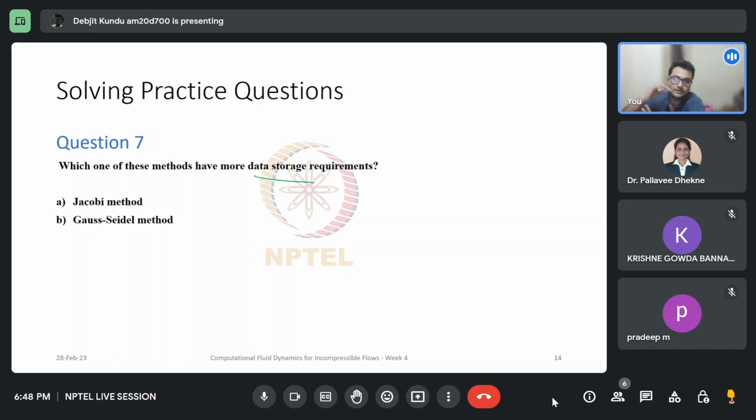So it may so happen that I'm using very less number of calculations, but on the other hand, I'm storing huge amounts of data in order to carry out those calculations. So that is also not a very feasible situation. So these are the two costs to keep in mind: computational cost and data storage requirement. So as far as methods are concerned, we have two methods over here: option A, Jacobi method, and option B, Gauss-Seidel method. So which of these methods have more data storage requirement? That is what you have to figure out.